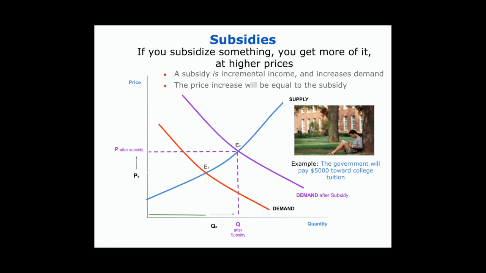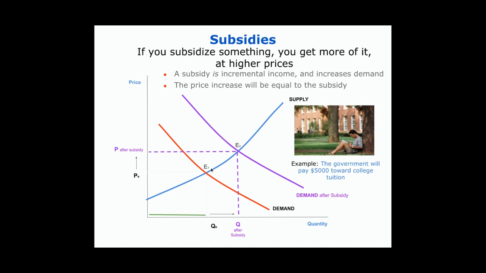Now let's look at kind of the opposite. Instead of taking away money from citizens in the private sector, we'll look at the case of subsidies, where we're adding or giving money to people in the private sector. What happens when we do that? Well, if you subsidize anything, you get more of it at higher prices. The subsidy is incremental income. Incremental income results in increased demand.